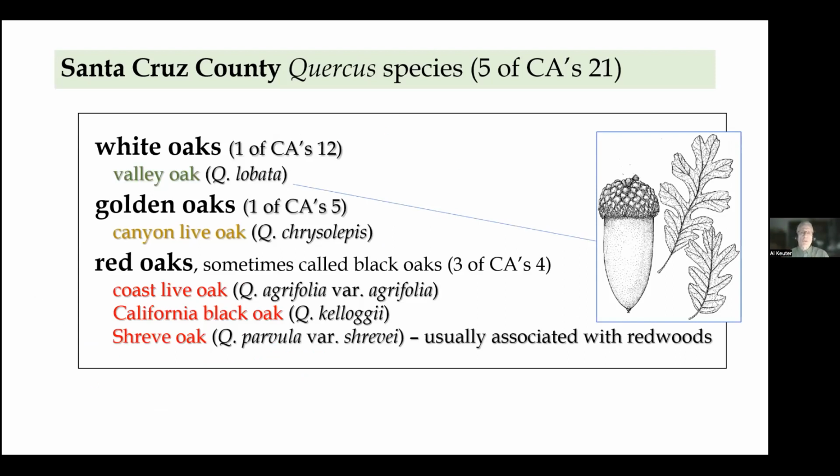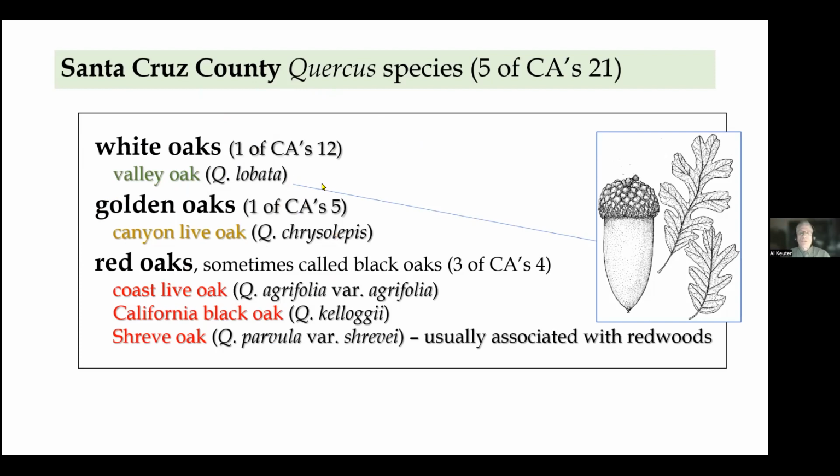Out of California's 21 species of oak, we have 5 in Santa Cruz County. Isn't that easy? One of them is a white oak. Hopefully, many of you know about the valley oak. We're not sure it actually is native in Santa Cruz County, but it is widespread in the San Lorenzo Valley and the watershed of the San Lorenzo River. The golden oaks, we have 1 of California's 5.